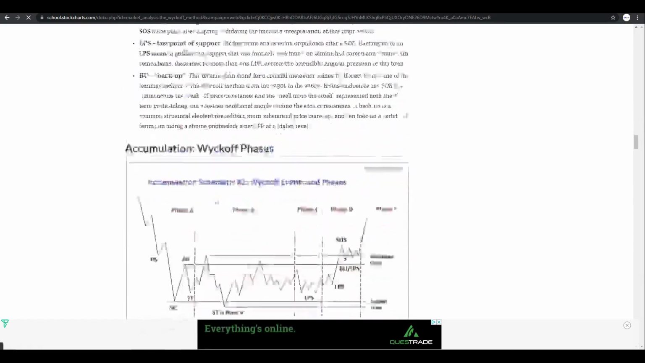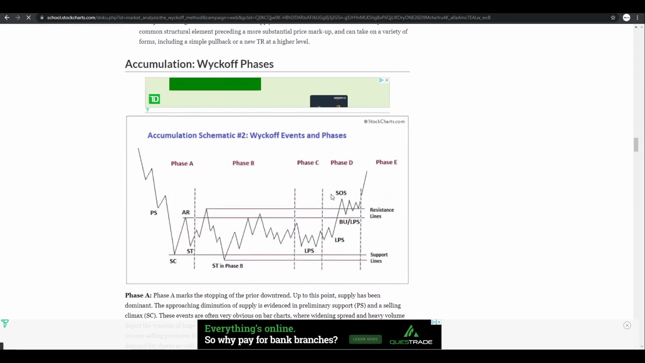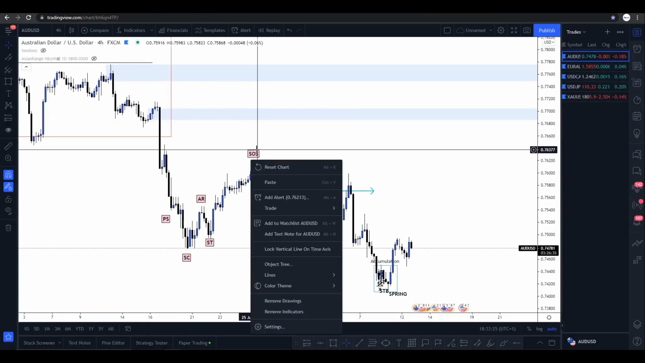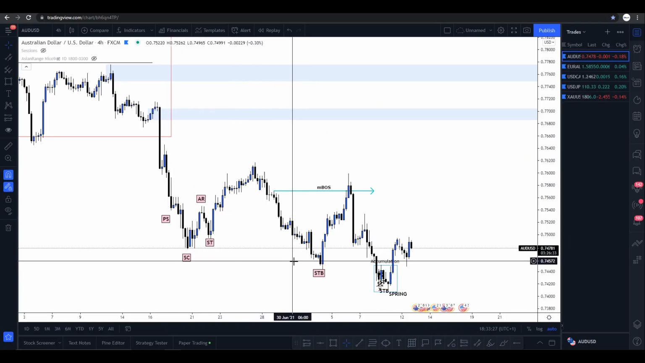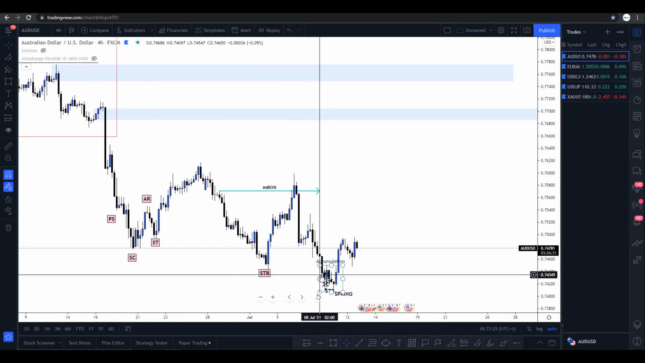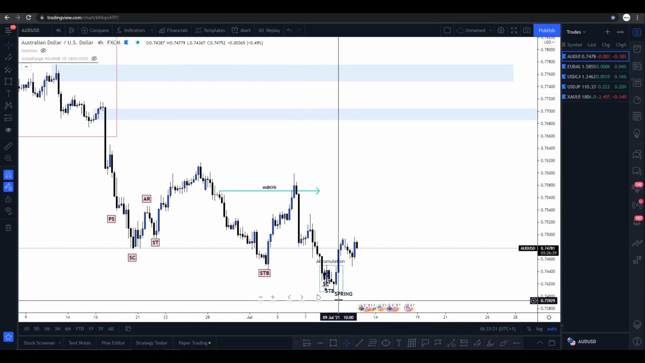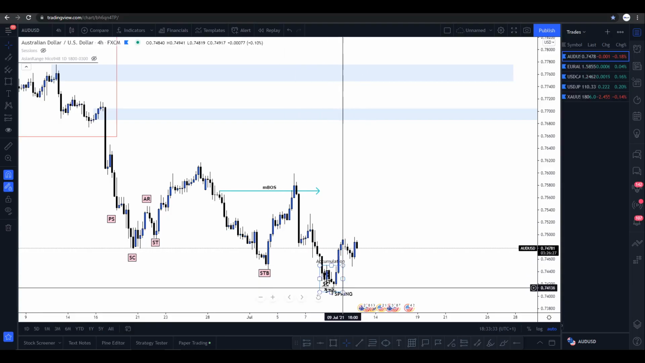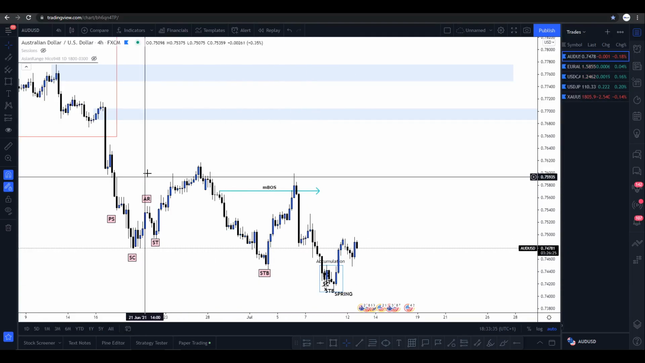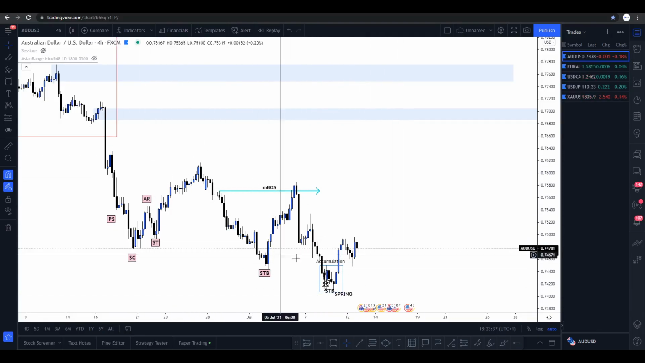Where is the SOS? Okay, yeah, it's supposed to be there, but maybe this isn't the SOS. And then you have your secondary test in phase B, and then this would technically be the spring. This last move down would be the spring. Now inside of this bigger time frame Wyckoff, there's more Wyckoff happening.